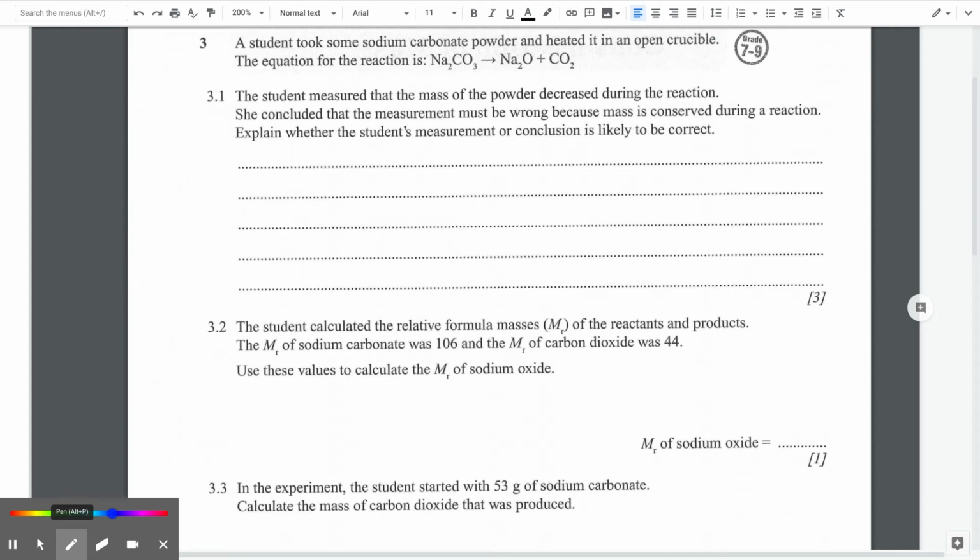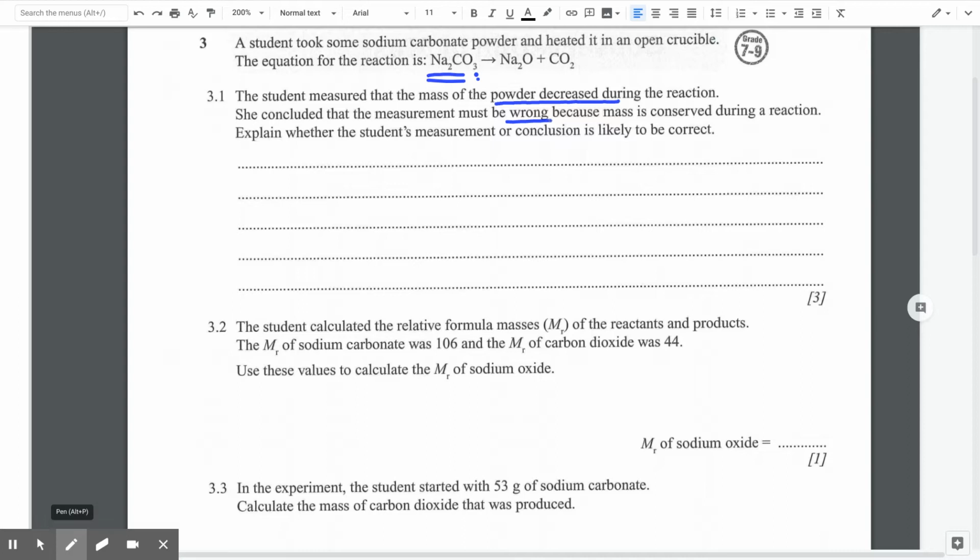Okay, so question 3, carrying on with the conservation of mass questions. We've got a student this time taking some sodium carbonate powder and heating it on an open crucible. The student has measured during the course of the experiment that the mass of the powder has gone down, and what she said is that this must be wrong due to conservation of mass essentially being conserved during a reaction.